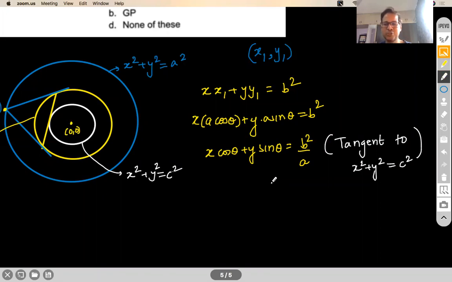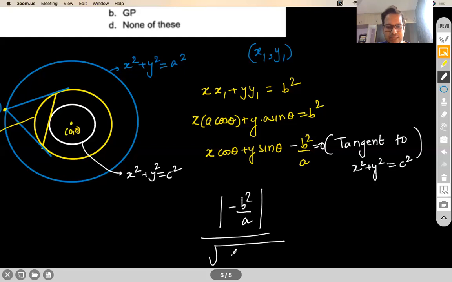So what do you want to use? You choose. I can use this fact that if this is a tangent, then let's say, had I written it as y is equal to mx plus c, let me write it that way. Or rather, why make it complicated, let us write this down in our general form like this, and use the fact that the distance of this line from the origin should be equal to c. Okay, so origin is 0, 0, so it'll be modulus of minus b square by a, by under root of cos square plus sine square. This distance should actually be your c.